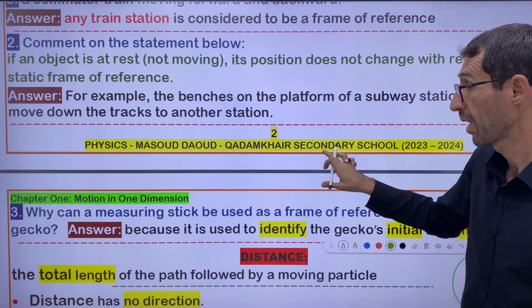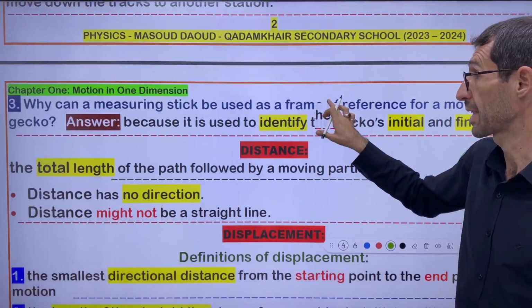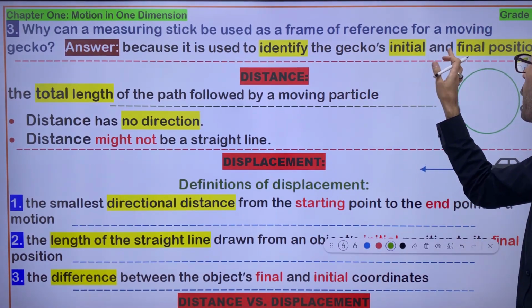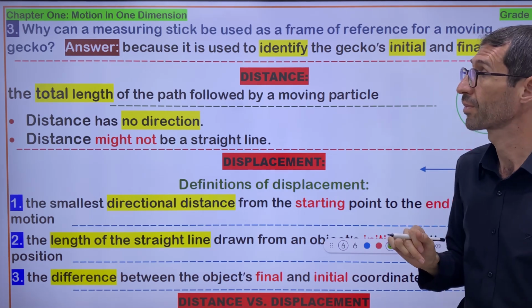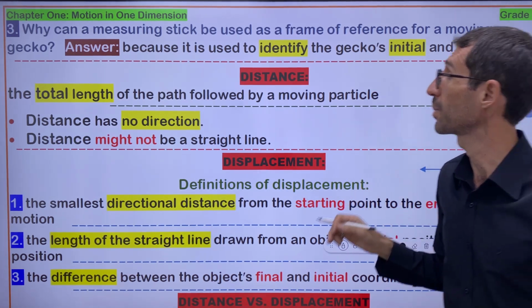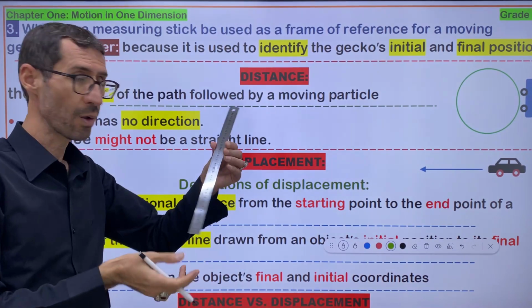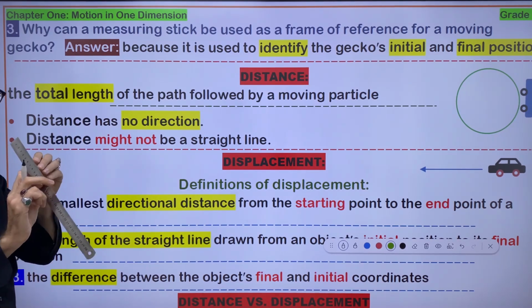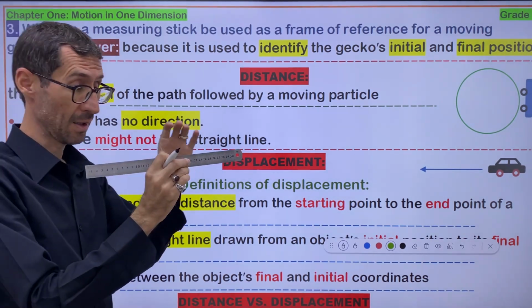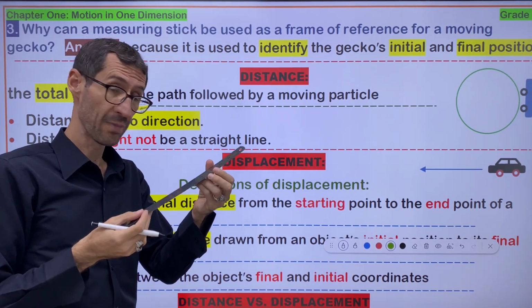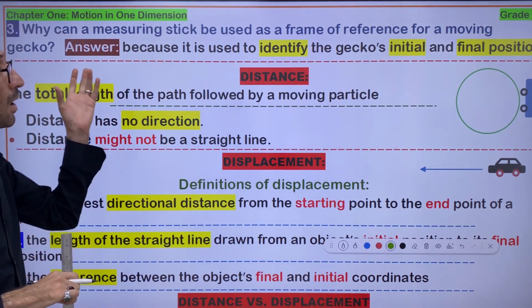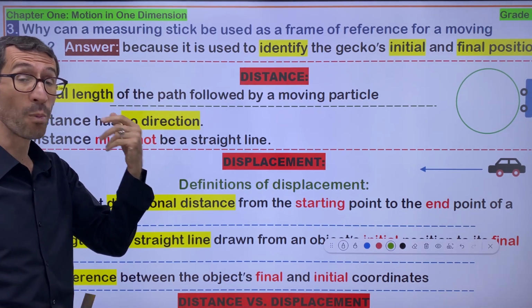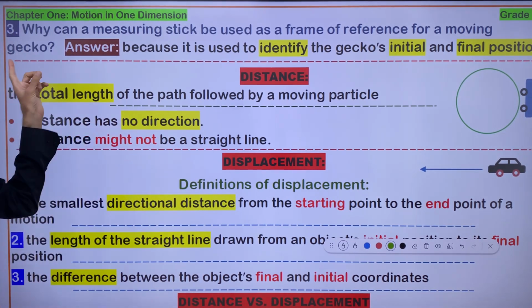Question number 3: why can a measuring stick be used as a frame of reference for a moving gecko? Why is a measuring stick, or a ruler marked in centimeters, used as a frame of reference for a moving gecko? Let me read the answer.